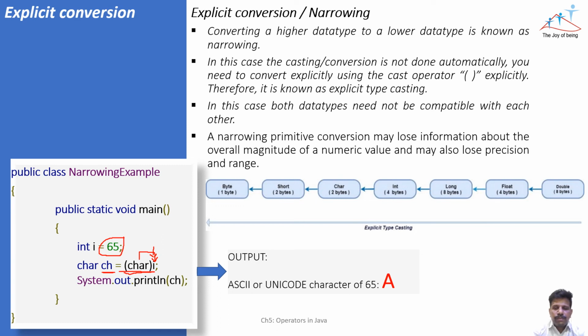If you take another example, suppose I write int in parentheses and 99.9. Here it will convert that 99.9 into 99, and that value will be stored in int n.